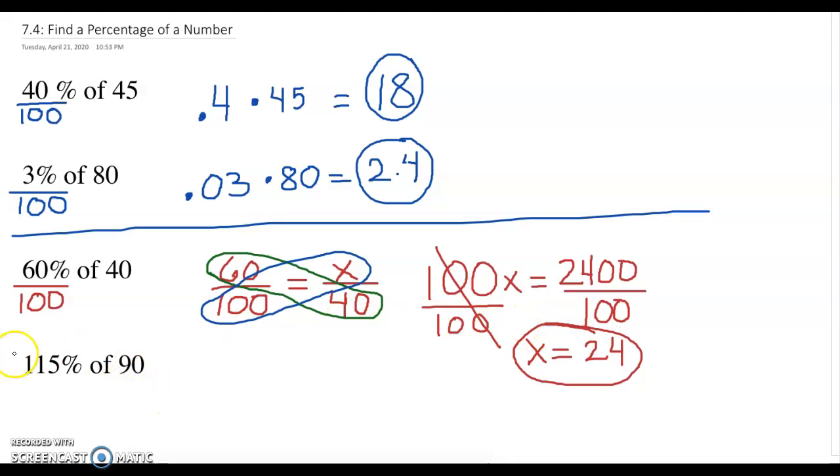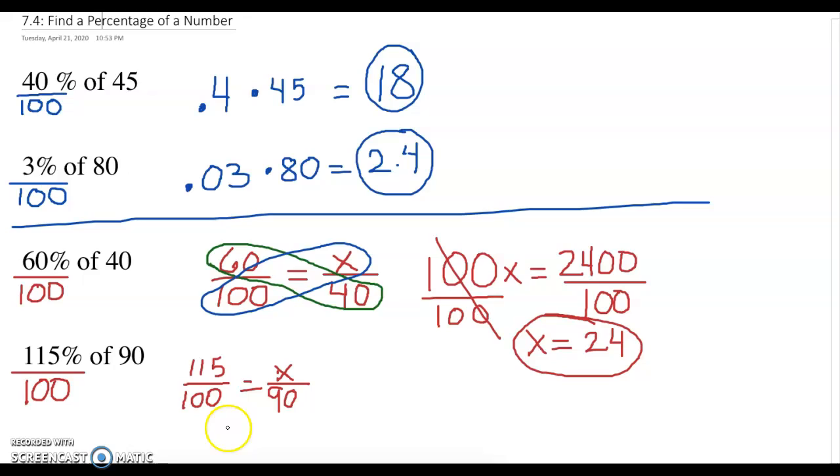Same thing from here. Now you see it's a little different because we have a number higher than 100. You're still going to put it over 100, but you're not going to divide like you did up here. You're going to set it up again. So we're going to go 115 equals x over 90. And then we're going to multiply across.